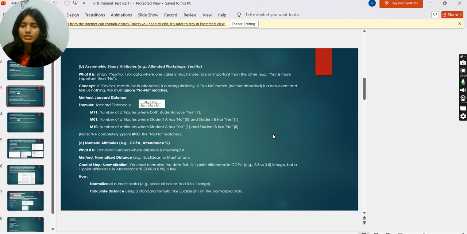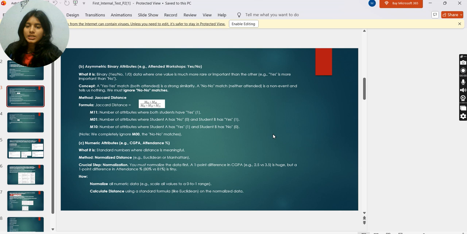Method: Jaccard distance. The formula for Jaccard distance is equal to m01 plus m10 upon m01 plus m10 plus m11. So m11 is the number of attributes where both students have yes, m01 is the number of attributes where student A has no and student B has yes, and m10 is the number of attributes where student A has yes and student B has no. Note: we completely ignore m00, the no matches.